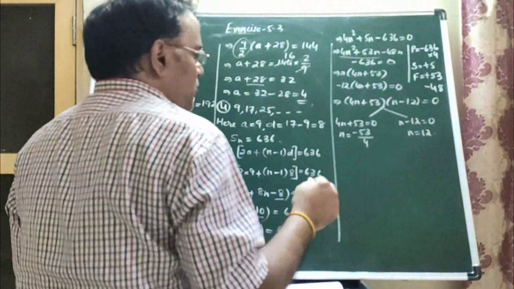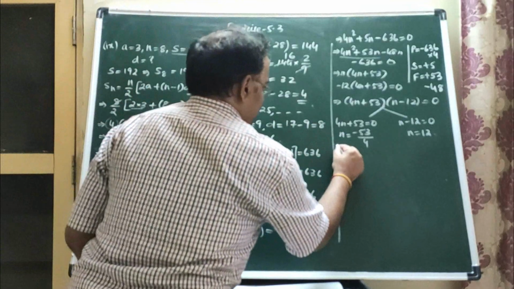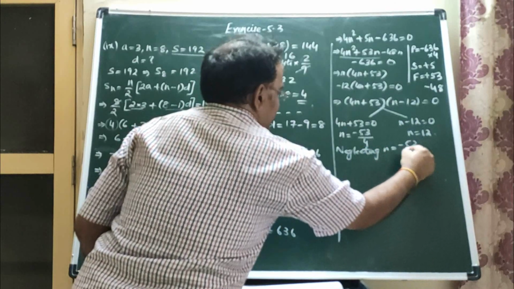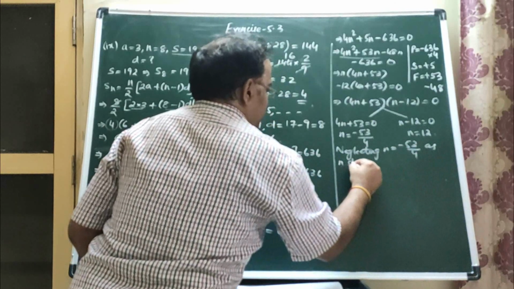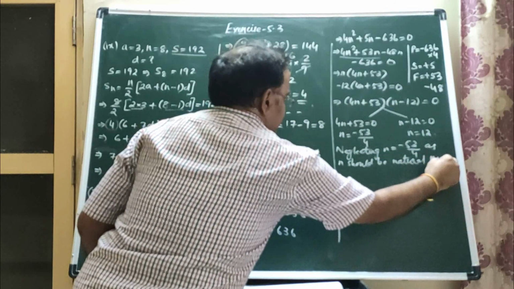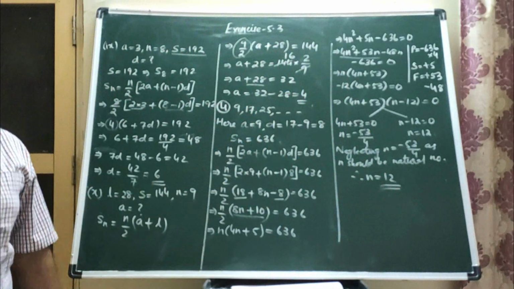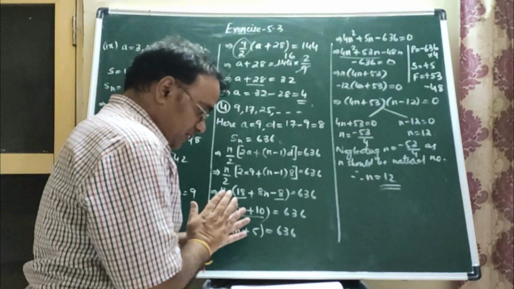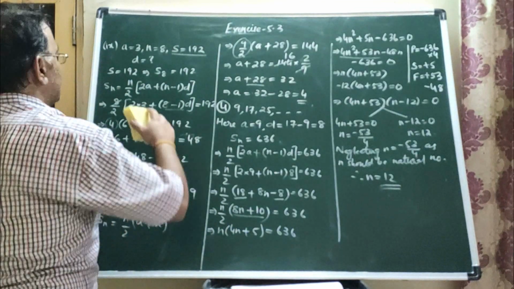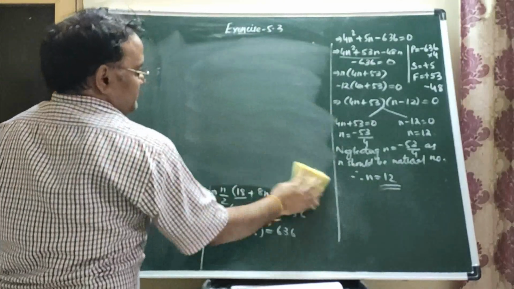Okay, but again n should be a natural number, so we have to neglect this one. So neglecting n is equals to minus 53 by 4, as n should be a natural number. So therefore n is equals to 12. So we got the answer. Fourth question is done. Let's do the fifth question quickly. We'll complete up to fifth and sixth in today's session. The remaining questions we'll do in the next session.